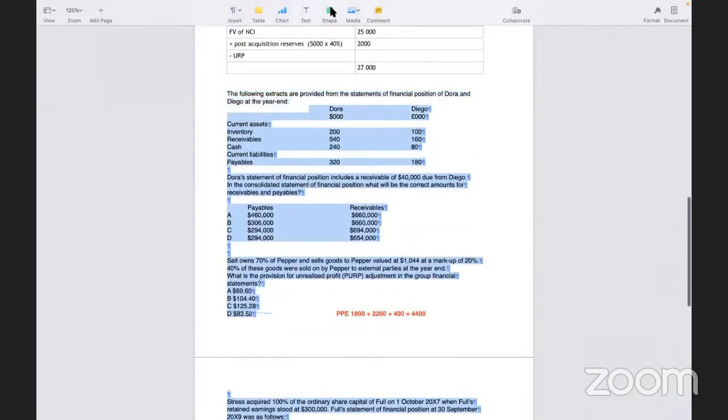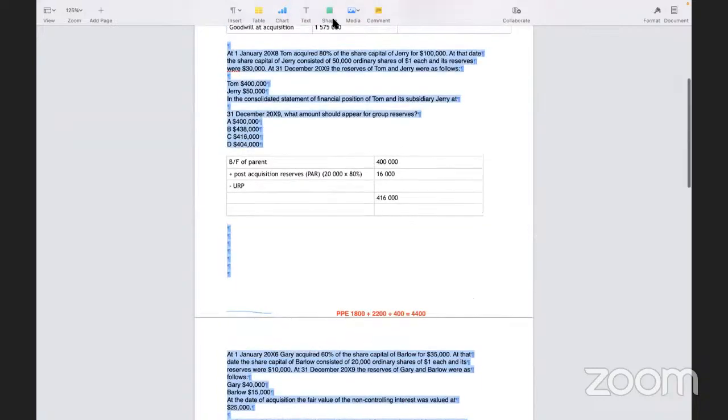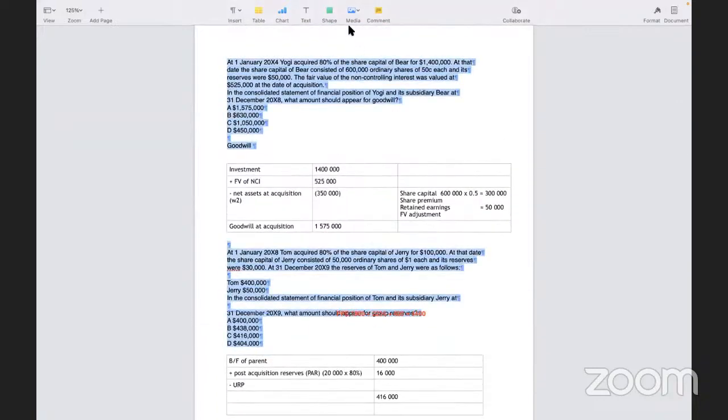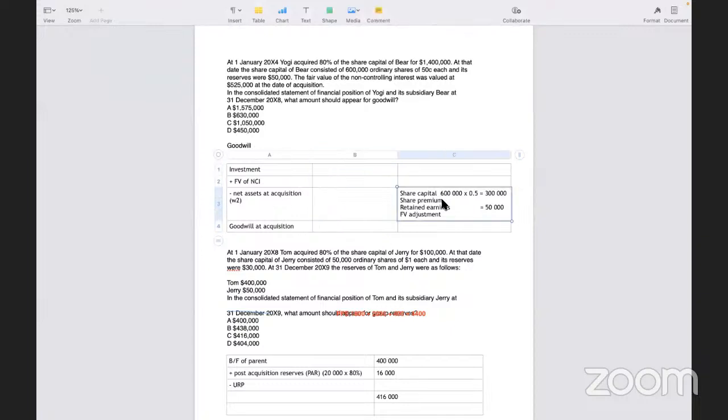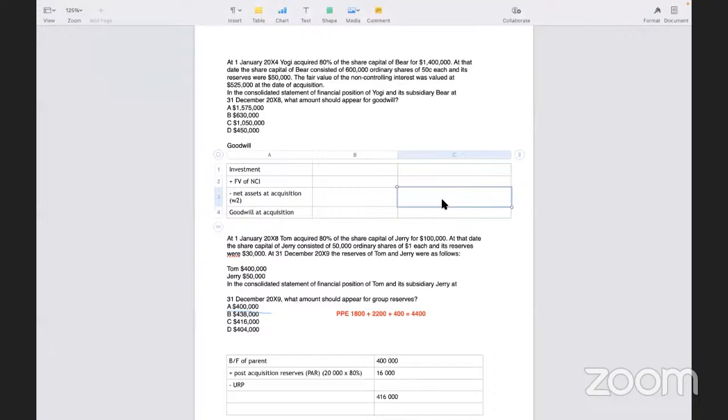Okay, let's check and see, is there another MCQ question that we can do? Okay, over here they are asking you to calculate goodwill. Can you check and see whether you're able to do that part? Calculating goodwill. Can you try this one over here? Goodwill.